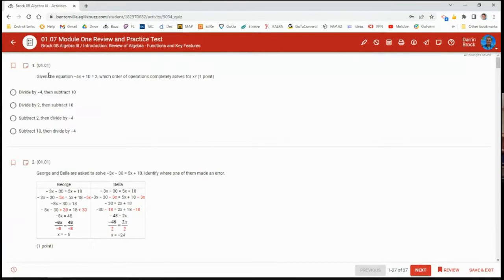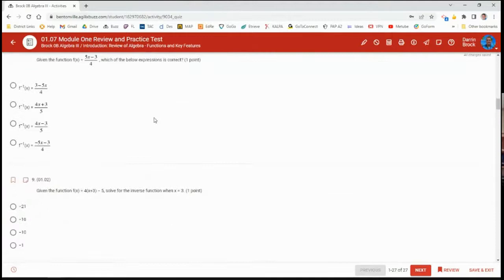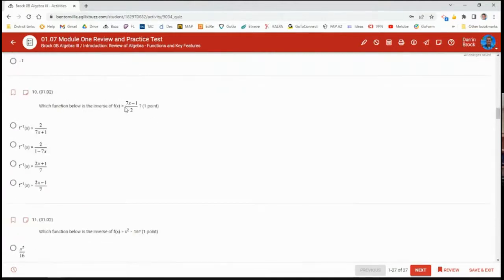Like on number 1, given the equation, and here's this, which order of operations solves for x? You may have a different equation here. It'll be the same question, but you might have a different equation. So if your number 10 is different, what is my number 10? Which function below is the inverse? Mine will also be an inverse problem. It may be the exact same problem you have. It may not. But I will work my problem and explain how I got the inverse. So the explanation should work on your problem as well, even if you have a different problem.